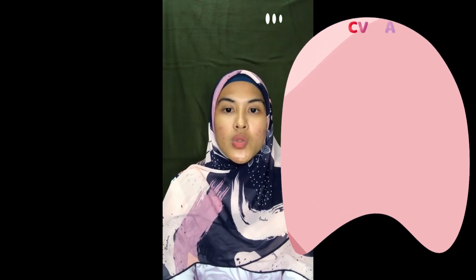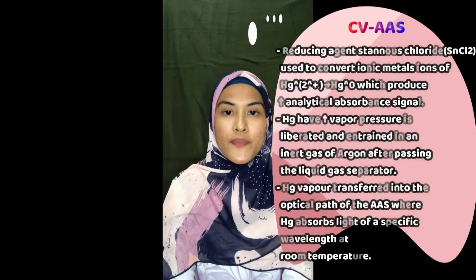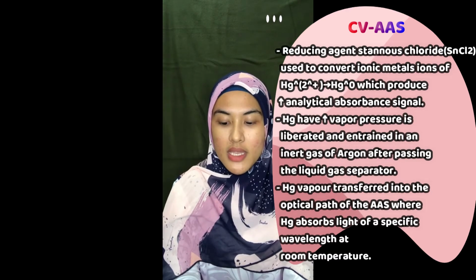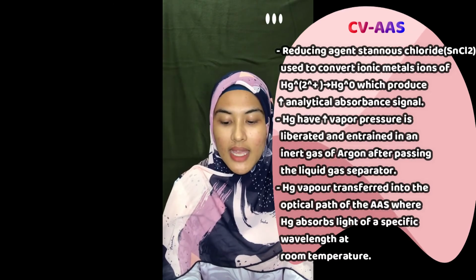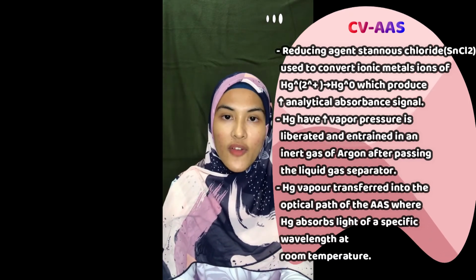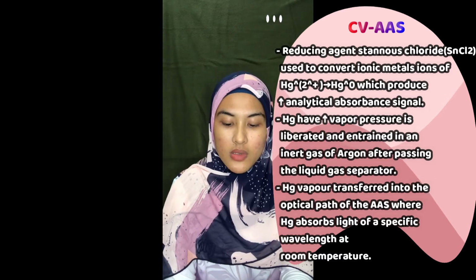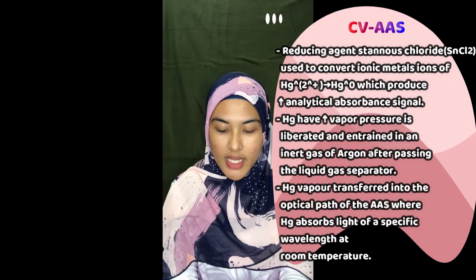Then, we go to cold vapor atomic absorption spectroscopy. It was used for mercury because it is the most sensitive to determine mercury. The reducing agent that we use is stannous chloride, which can be used to convert ionic mercury 2+ to mercury 0, which produces high analytical absorbance signal. Then, mercury also has higher vapor pressure, is liberated, and is entrained in inert gas of argon after liquid gas separation.